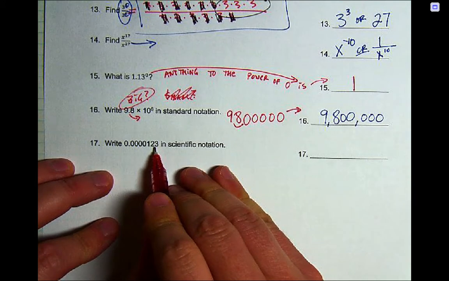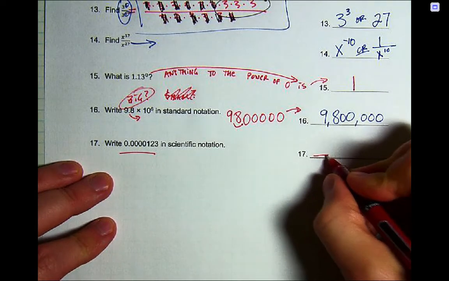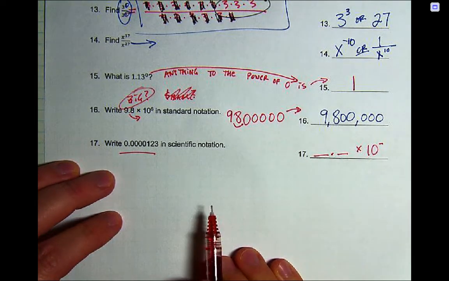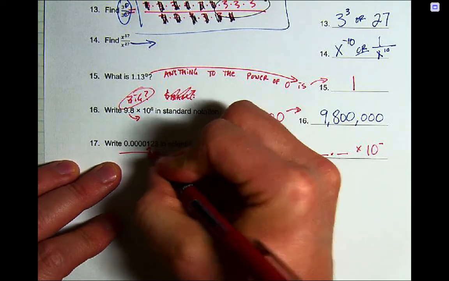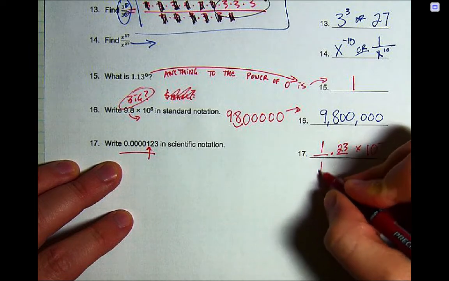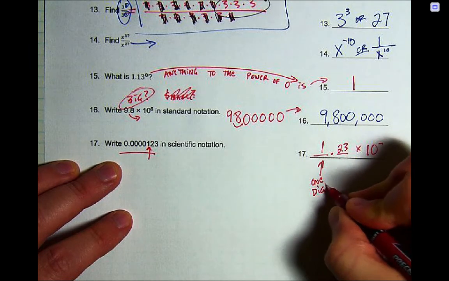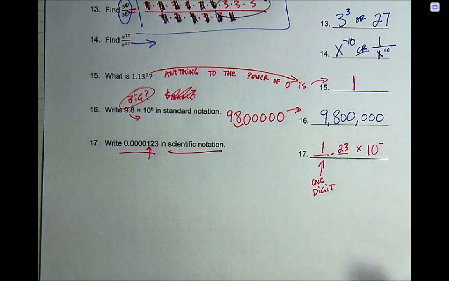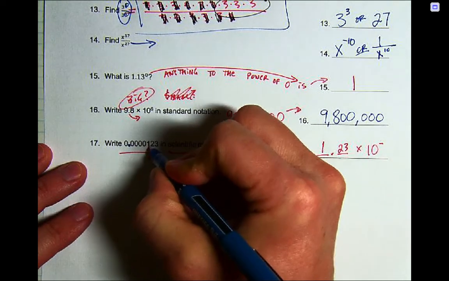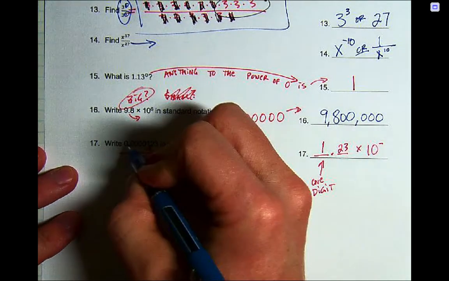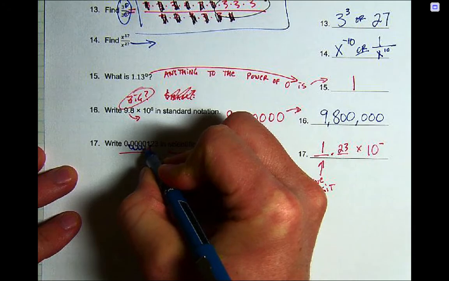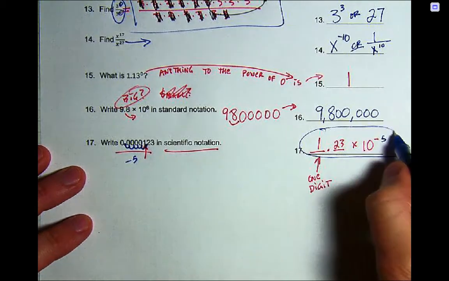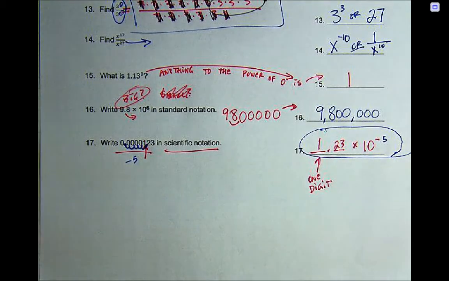Just one more, and we are all done and set. We've got ourselves a really small number, so I know this is going to be something point something times 10 to the negative something, because it's a really small number. The something point something is going to be 1.23, because you always just have one digit in front of the decimal when you write it in scientific notation. And what's our exponent going to be? Well, the decimal was here and it ended up here. How far did it have to go backwards? It went backwards 1, 2, 3, 4, 5. So my exponent is minus 5. And that's how I get my answer of 1.23 times 10 to the negative 5.